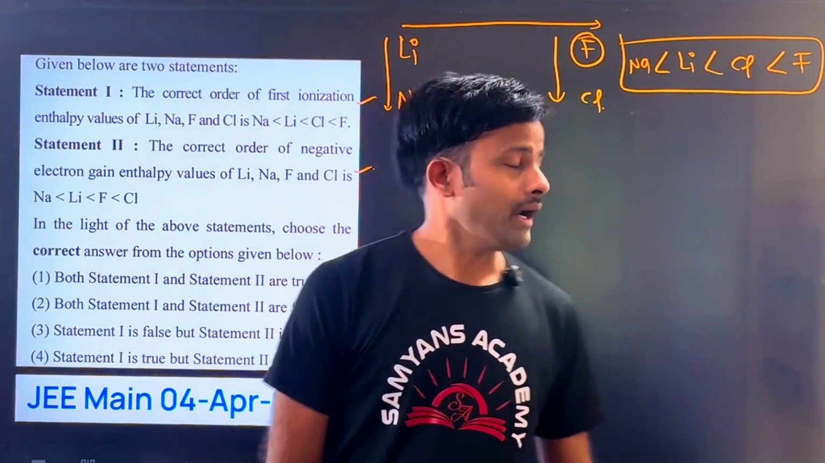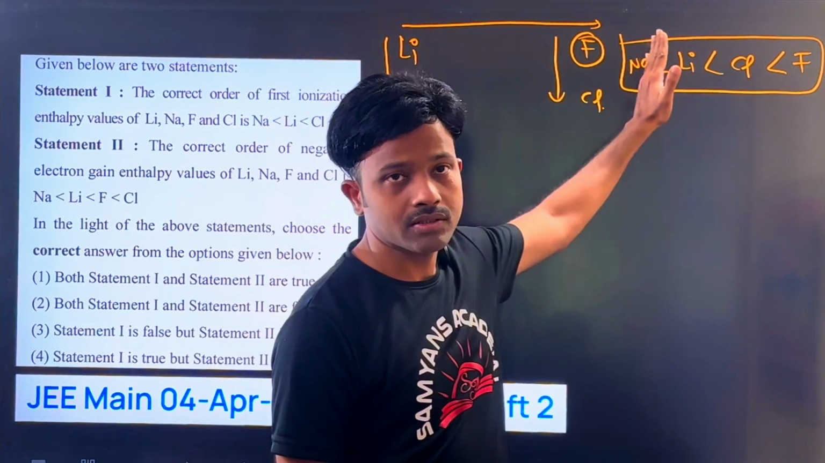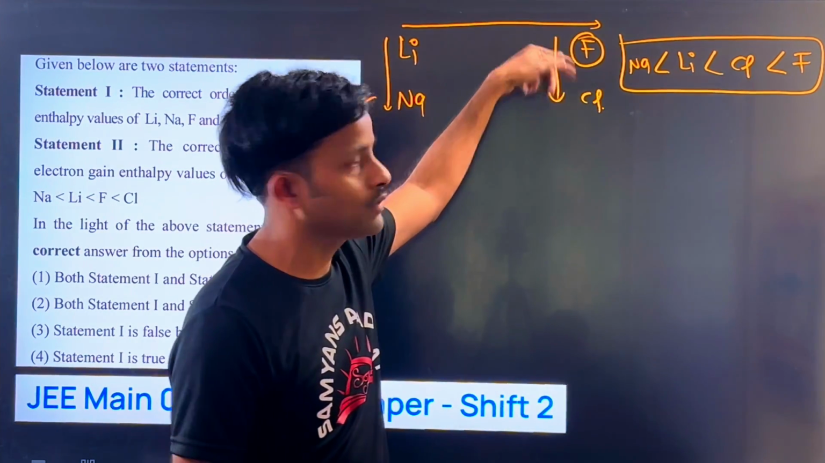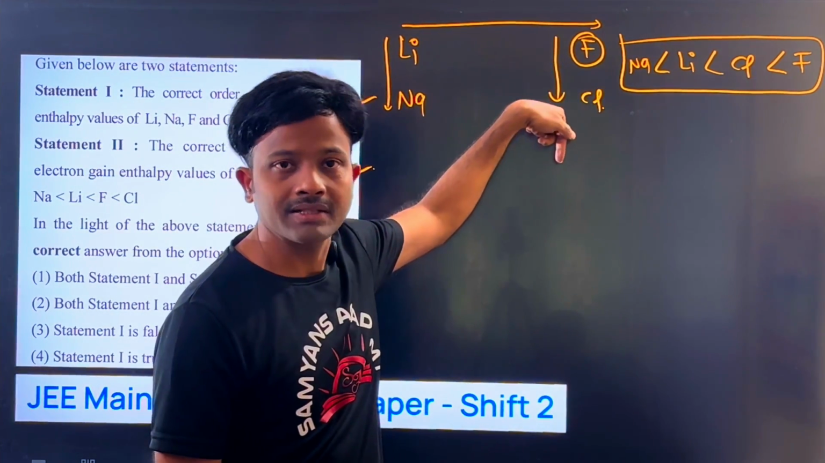Across the period, size decreases and ionization energy values increase. Now compare fluorine and chlorine. Down the group, what happens? Size increases.